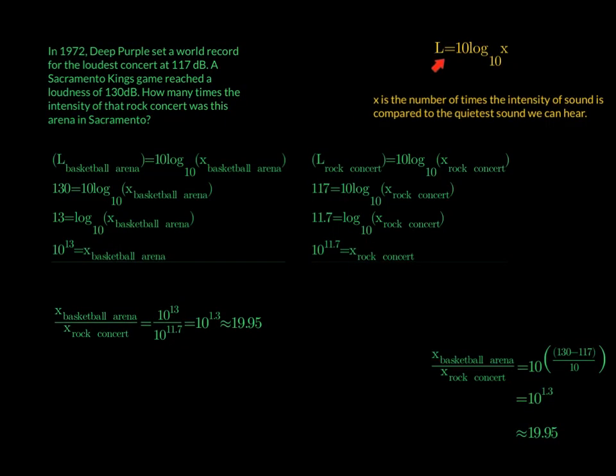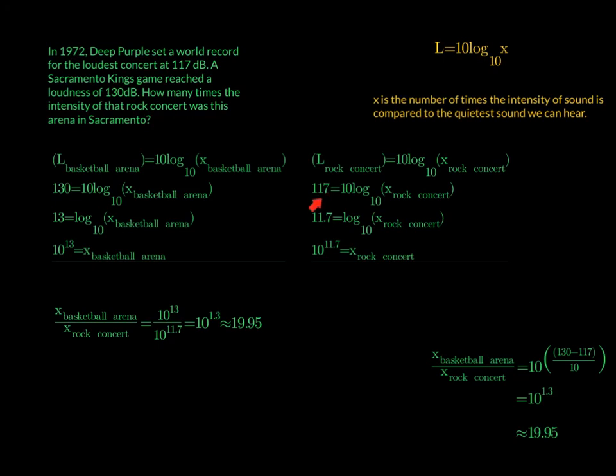Now we know the equation for loudness in terms of intensity. So we start off with the loudness of the basketball arena. We already know the loudness of the basketball arena is 130 decibels. And so let's solve for x to see the intensity. Right, so 130 equals 10 times the log base 10 of x, so we divide both sides by 10, you get 13 equals the log base 10 of x, and then you transfer that from a logarithm to an exponential. So you have 10 to the power of 13 equals x. There we go.